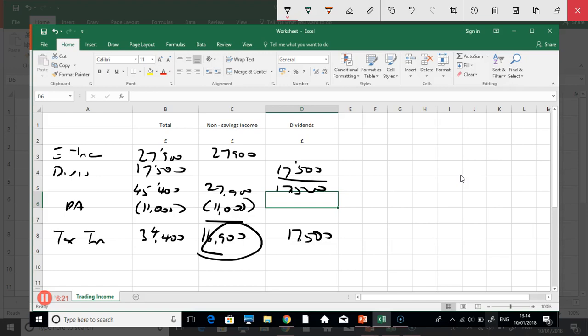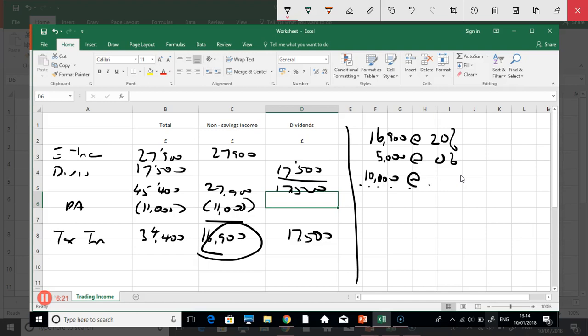16,900 will get taxed at 20%. Like I said, my dividend nil rate band of 5,000 can get taxed at 0%. But my ceiling is 32,000, so I must find out the difference: once I get to 32,000, that is 10,100. You see, this 5,000 is eaten up into that band, which is what I was trying to explain. So this gets taxed at 7.5%, and so I have a total of 32,000.